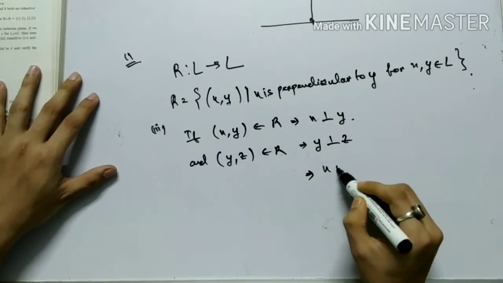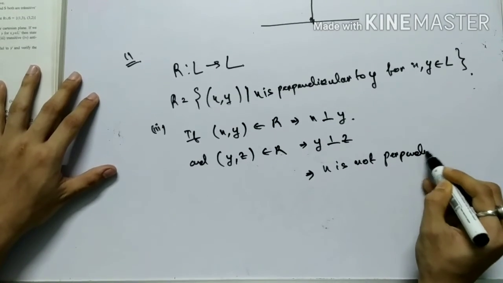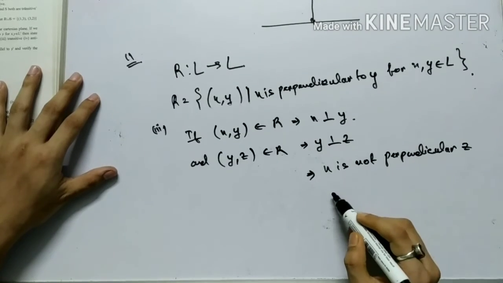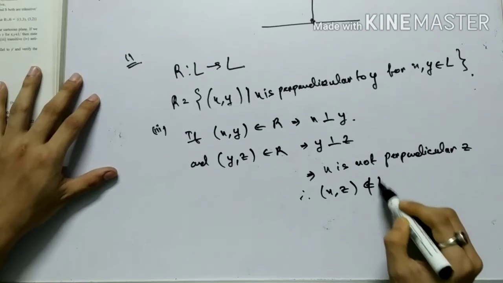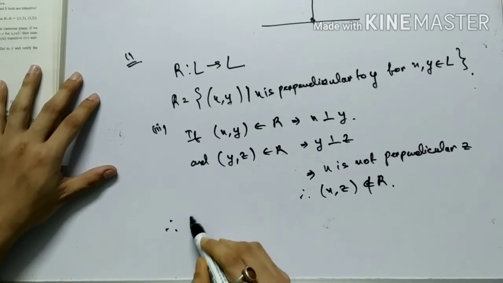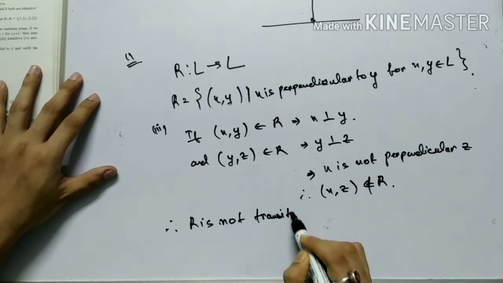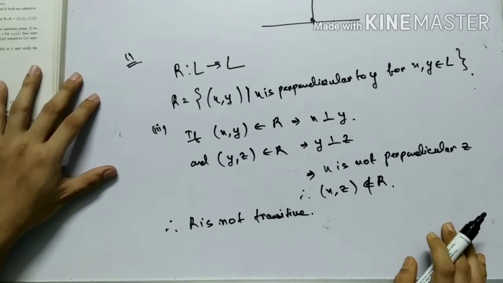So therefore I can say that x is not perpendicular to z. Understand? Therefore xz does not belong to R. Therefore R is not transitive. Understand? R is not transitive. Okay, R is not transitive.